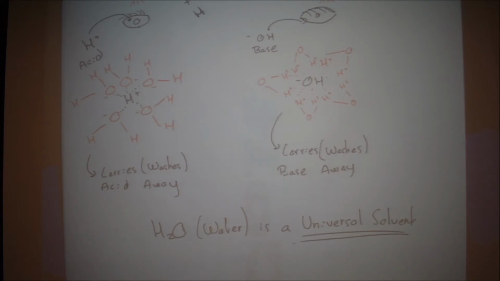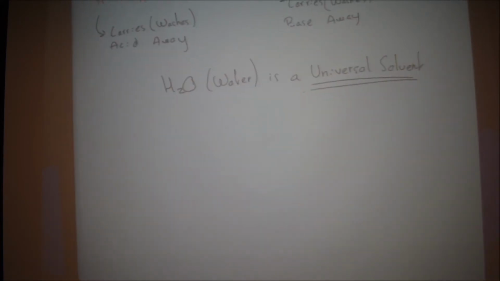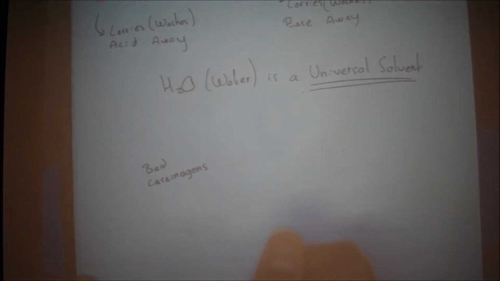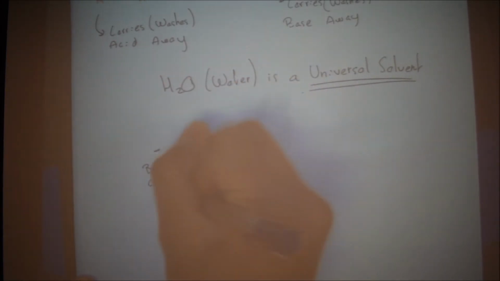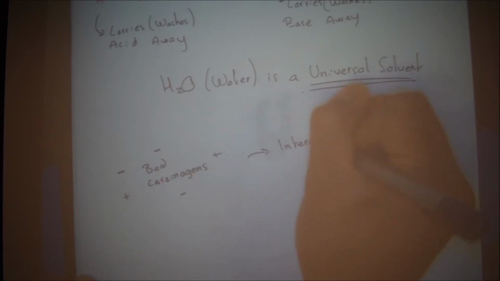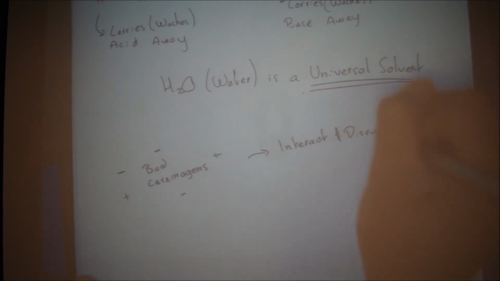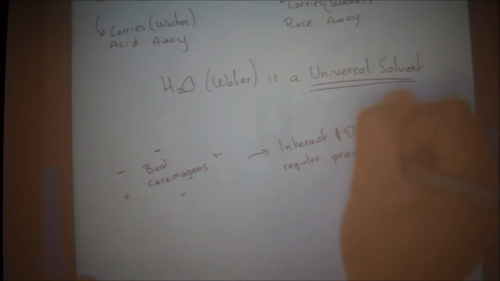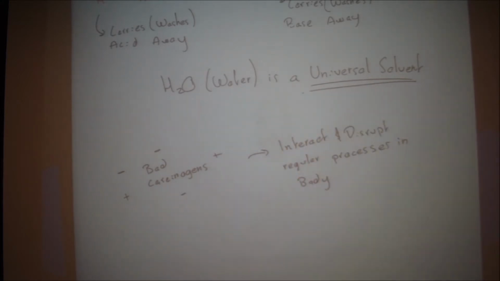So let's say, and this is a tangent, this won't be on your test, but it is kind of helpful information for life. Let's say you pass somebody who's smoking a cigarette and you breathe in some of the smoke. Well, you have all of these bad things inside. So you have bad carcinogens, and inside that carcinogen it has all of these nasty charges that are going to interact and disrupt regular processes in your body.